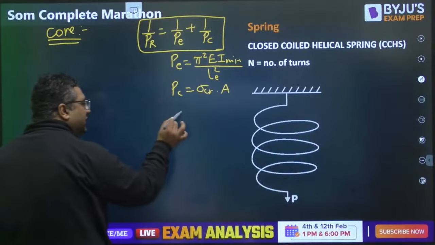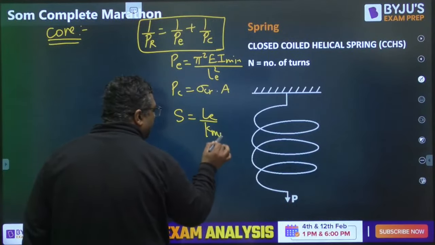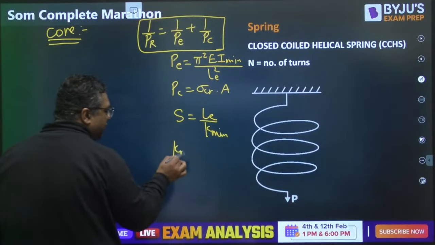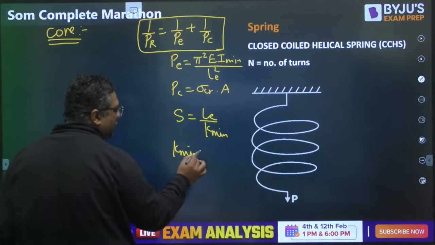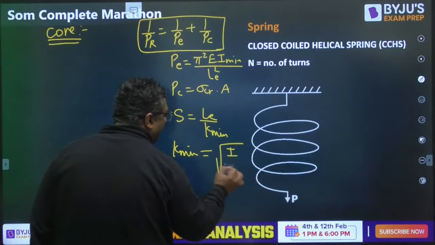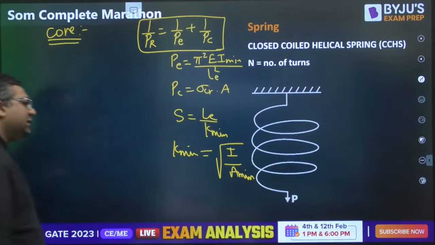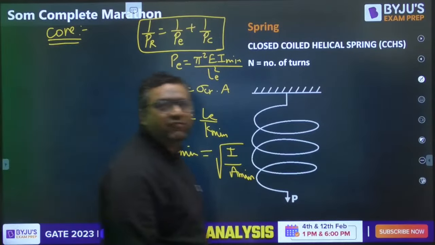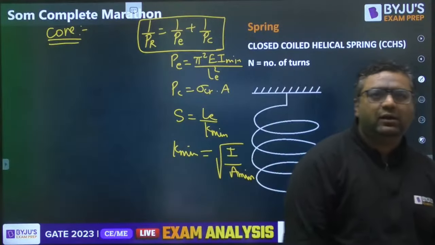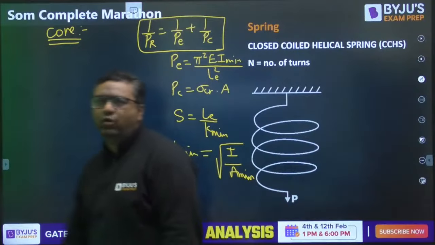There is one more thing, the slenderness ratio, which is defined as LE by K minimum. Here K is the radius of gyration, and S is the slenderness ratio. K minimum is given as square root of I upon A minimum. Here we are only looking at the formulas. In the marathon session, we explained each and everything in detail. I feel everybody is getting it. So this is about the Rankine formula.